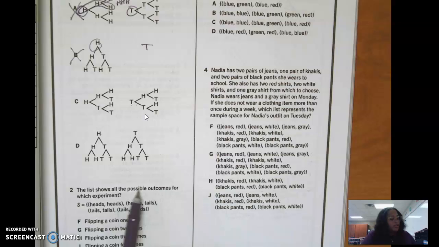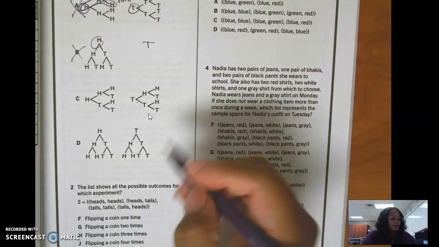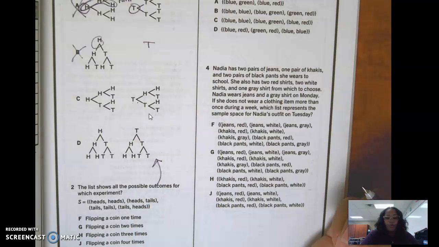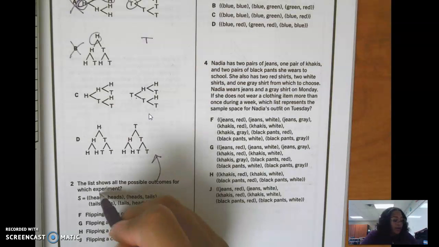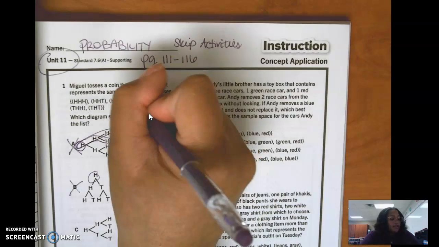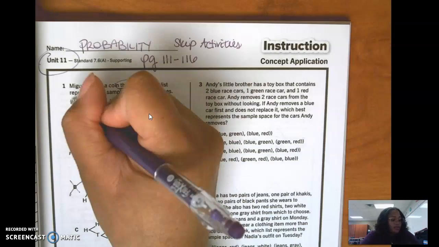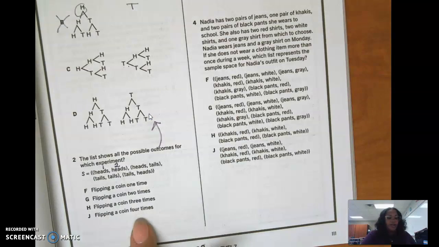The list shows all the possible outcomes for which experiment. Well, if we're talking about heads and tails, which is what we just did up here, what was the activity that was done and how many times? So this is 1 outcome and this is 2 outcomes. Up here, this was 3 outcomes. 1, 2, 3. So think about that when you're answering this question.